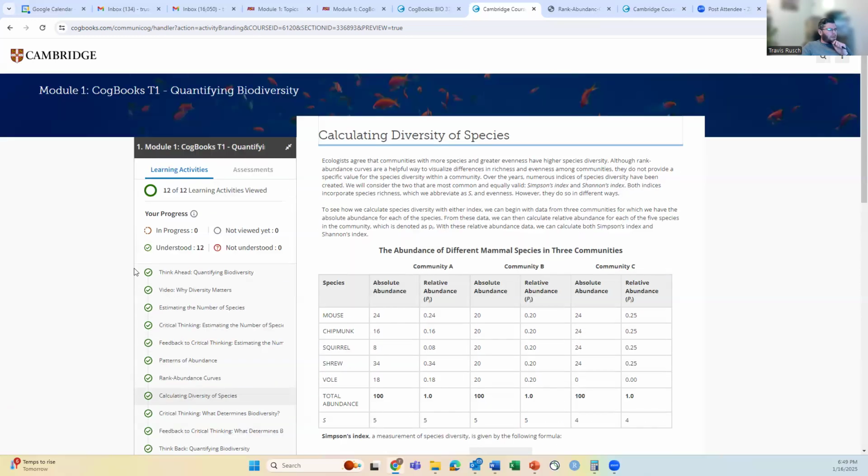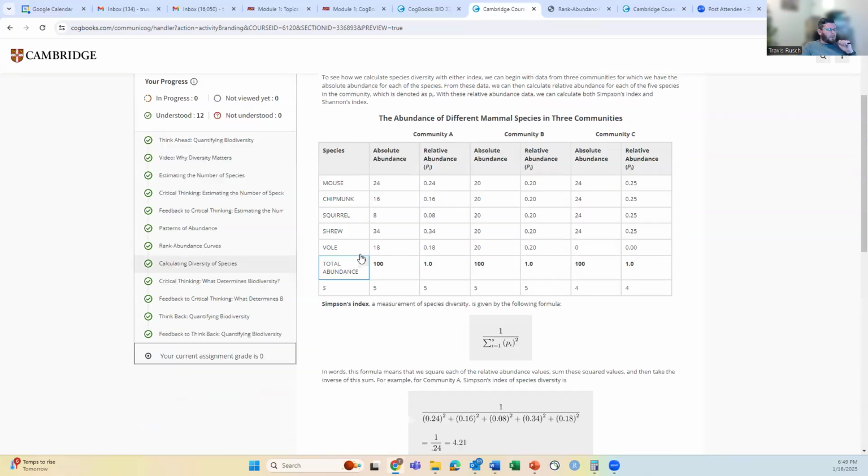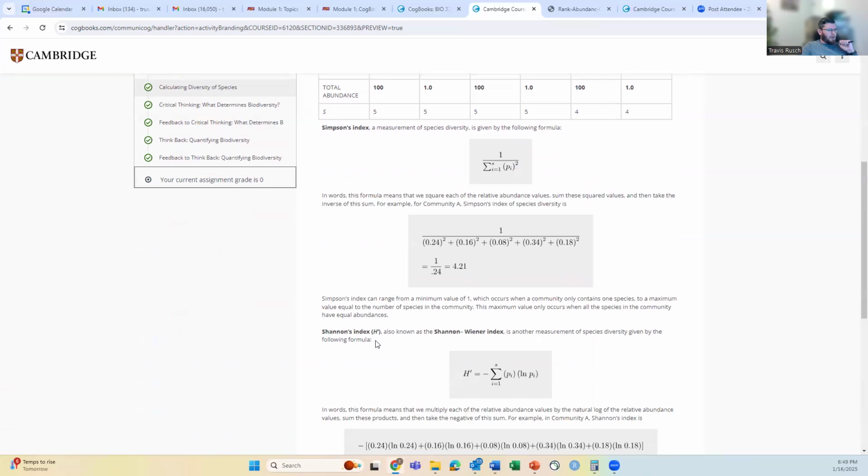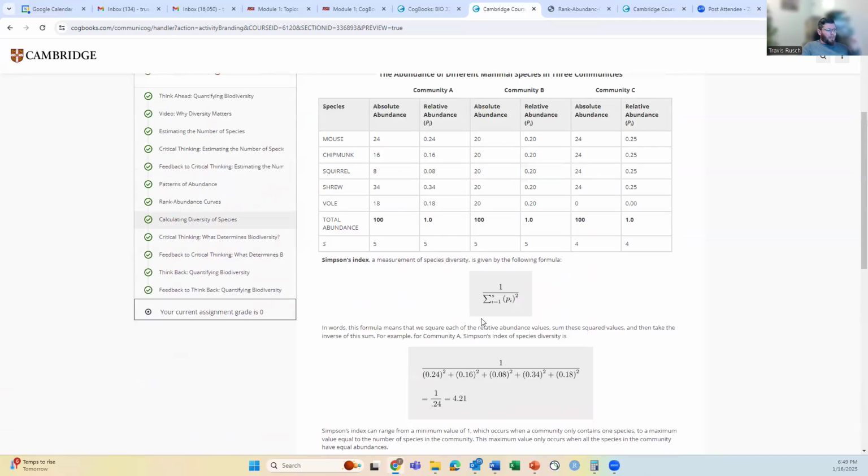Okay, so now we get into calculating diversity of species. And we have these two indexes, right? The Simpson's index and the Shannon's index. And they both, again, we have a data table, we have a formula, and we have an example. So it would be fair game on an exam to give you a data table and ask you to do the calculation.